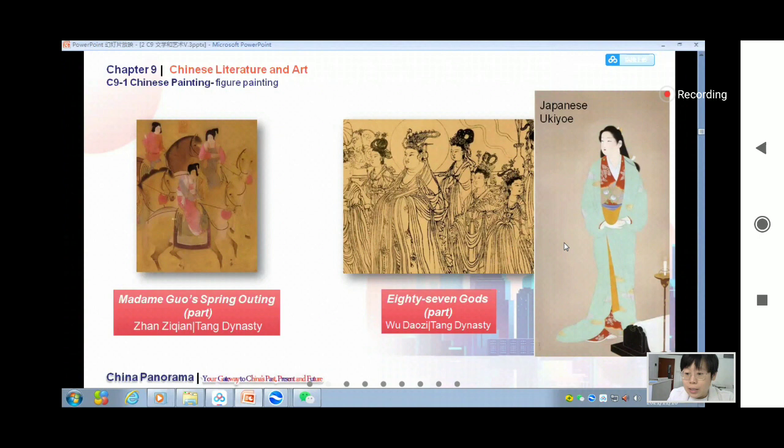Look at this Japanese painting. And these are paintings from the Tang Dynasty. So can you find some similarities between the two figures? You can share your ideas in the chat box, or you can just turn on your microphone to share your ideas. Can you find similarities between the two figures?